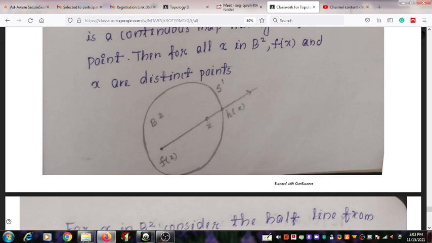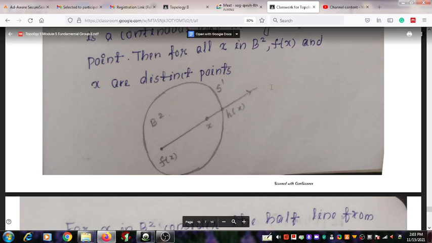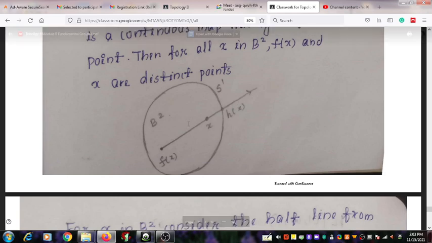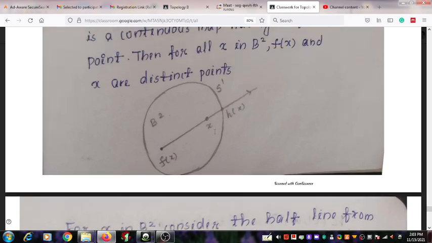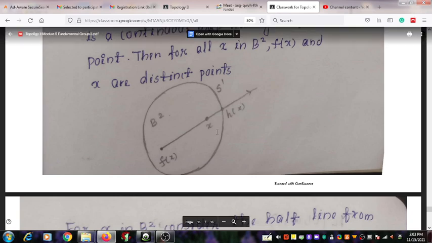It is drawn, and it can further be extended so as to meet the boundary of the circle, and it goes outside. So we consider a half line which starts at fx and passes through the point x, and it cuts the circle at the point hx. We take the meeting point of the half line with the circle as hx.